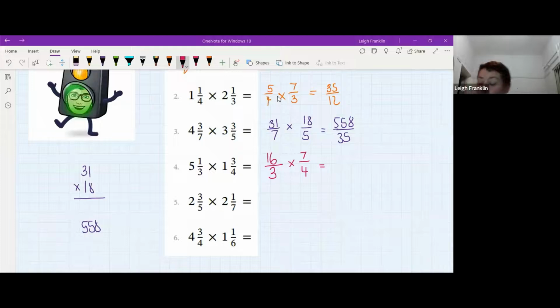That's right, Fundiswa. But you know what? There's something you can do with this question that will make things easier for you. Instead of having to say 16 times 7, you can simplify first. What can you simplify? What am I trying to get at? Simplify 16 and 4. Good. So you would say 4 divided by 4 is 1. 16 divided by 4 is 4. Absolutely.